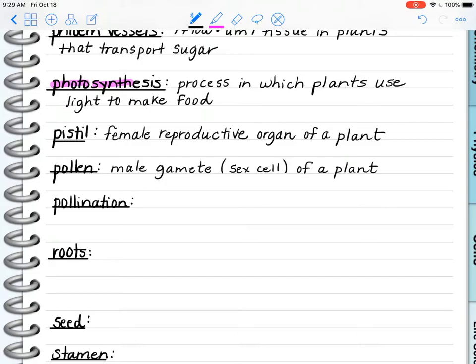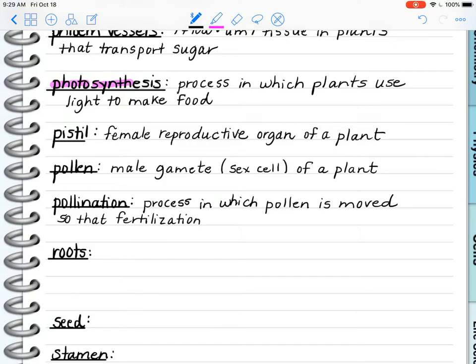Pollination. So this relates to the word pollen and pollination. Pollination is the process in which pollen is moved so that fertilization occurs. Or let's say that fertilization can occur.